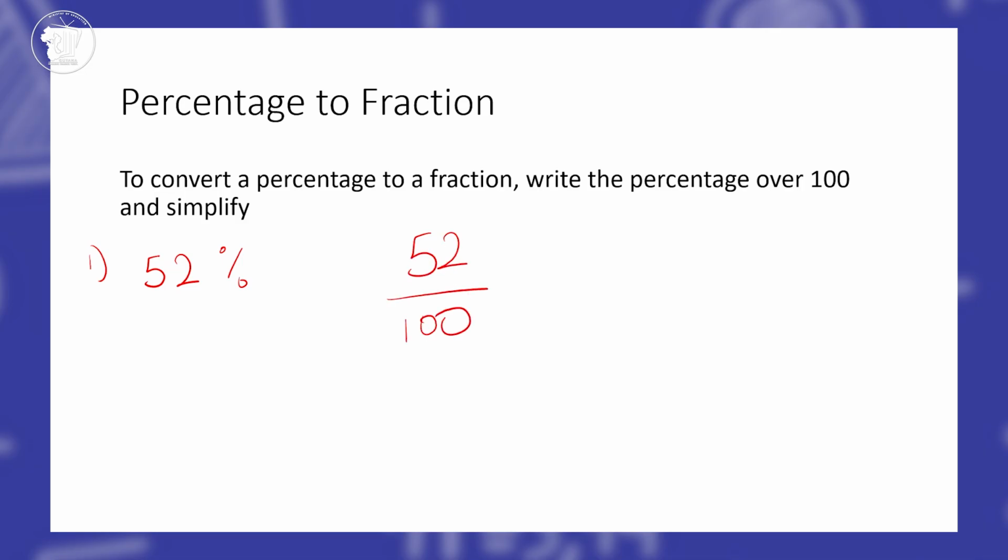And 52 divided by 2 would give us 26. And 26 would be the numerator. And 100 divided by 2 would give you 50. So we see this can go further. So 26 divided by 2 would give you 13. And 50 divided by 2 would give you 25. So 52% to a fraction would be 13 over 25. And that is how you convert from a percentage to a fraction. All we do is write the percentage over 100.